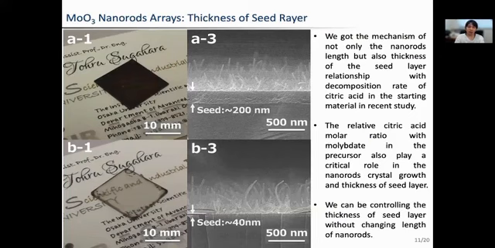And in addition, recently we got the mechanism of not only the nanorod growth length, but also the thickness of the seed layer. The seed layer means, you can see the figure, the layer under the nanorod.